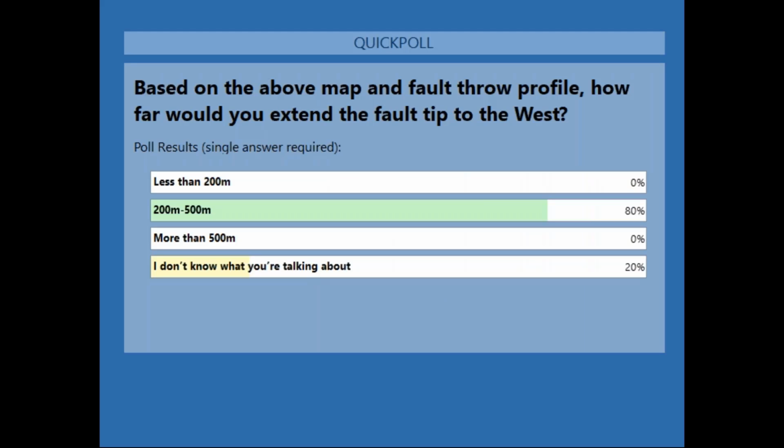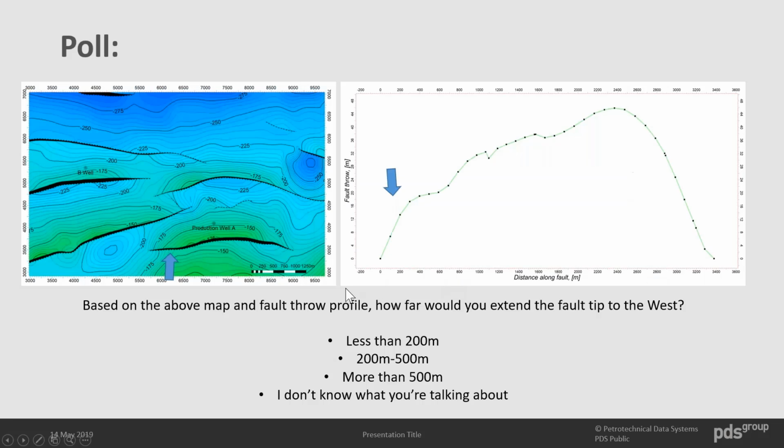So the overwhelming majority, Dan, believe that they would extend the fault tip to the west by 200 to 500 meters. And one of our attendees didn't really know what you were talking about. The other two options, less than 200 meters and above 500 meters, didn't receive any votes at all. Okay, that's great, thank you.